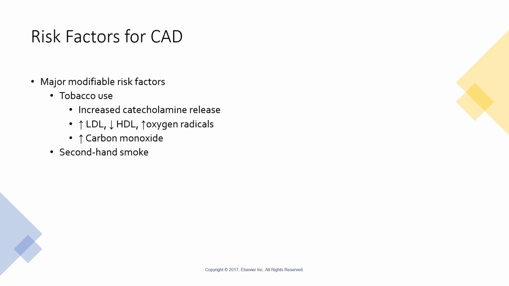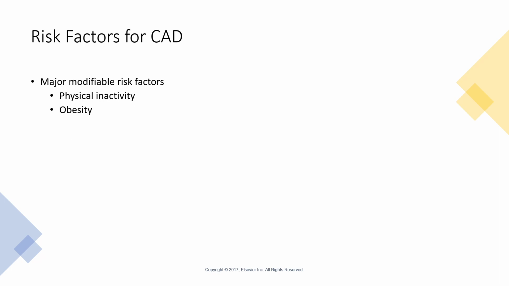And we know that carbon monoxide significantly decreases oxygen availability to the heart muscle. It's an irritant, it's a chemical, and it leads to injury again to the endothelium. So quitting tobacco is one of the most important things.